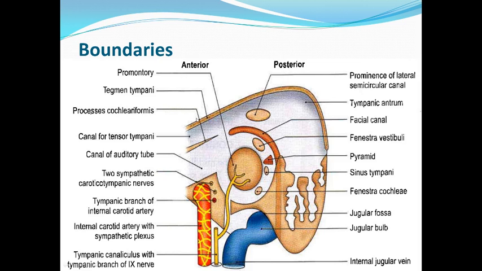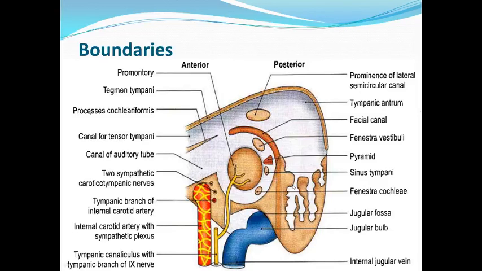We can see the roof, that is also called the tegmental wall. We can define the floor, that is called the jugular wall. And we can also define the posterior wall, that is called the mastoid wall. And we have the medial wall, which is also called the labyrinthine wall. In this figure we will define all these boundaries except the lateral wall, which will be defined in the forthcoming slide, in the next slide.